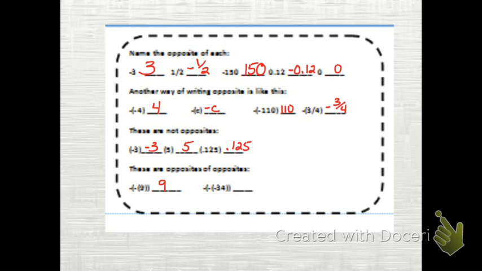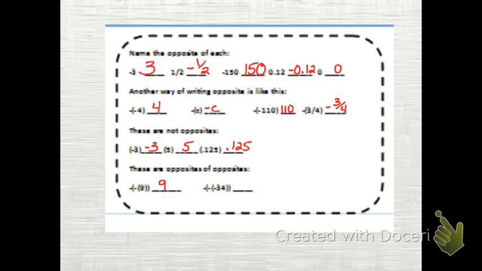Raise your hand when you know the answer to the last one. Hint, it's either positive 34 or negative 34. How many people think it's negative 34? How many people think it's positive 34? You're kind of split, aren't you?